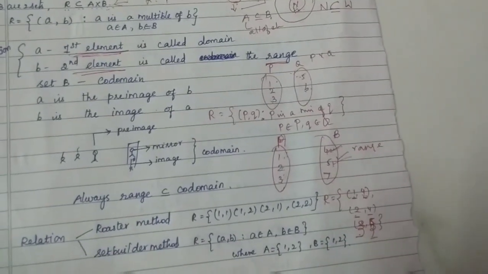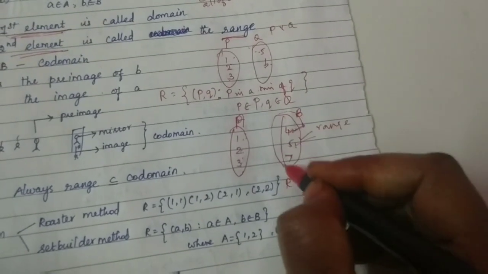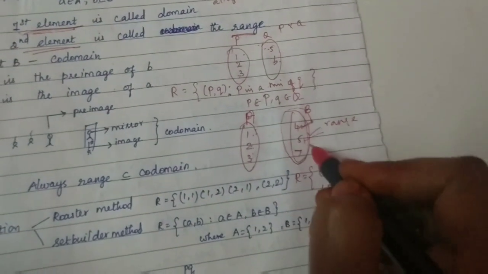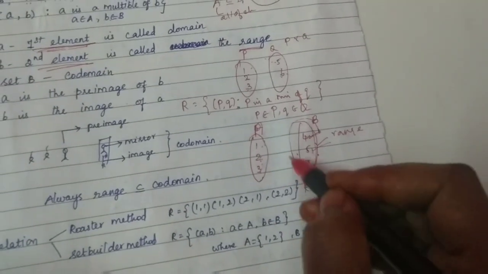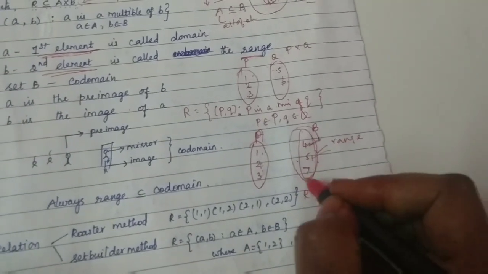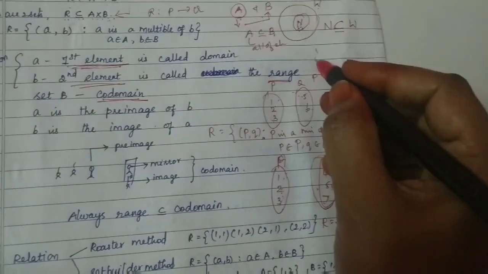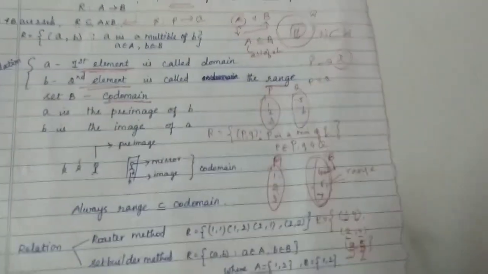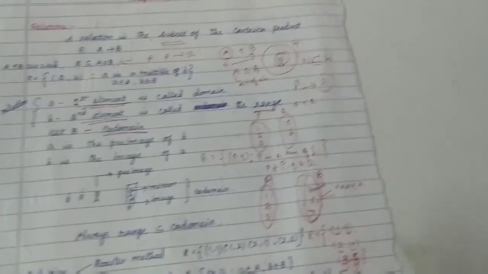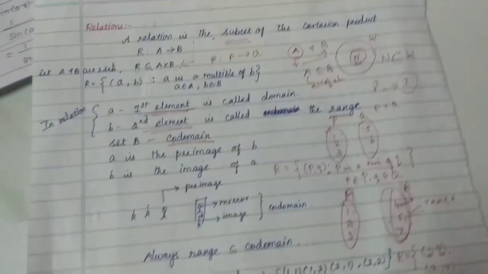Now I am going to tell about what is codomain. The whole set which it is related to. If it is related from A to B, where it is related to, that whole set is said to be the codomain. If I am relating from P to Q, the whole set Q is said to be the codomain. Now, these are the three main things which you should know: domain, range and codomain.